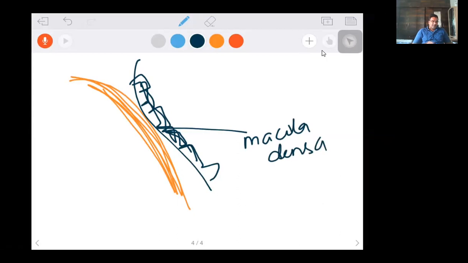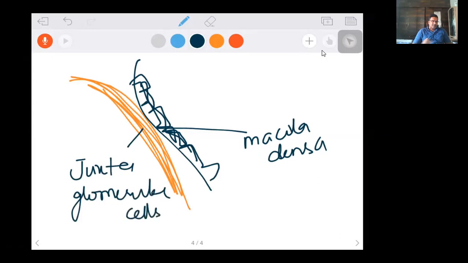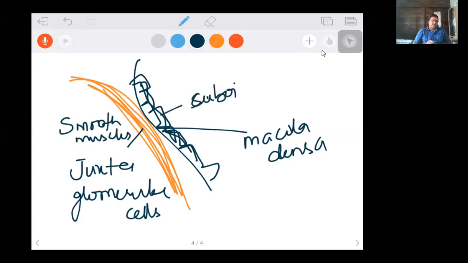Okay. Next, the smooth muscles of the afferent arteriole are called juxtaglomerular cells. So let me write here. This is the smooth muscles of the afferent arteriole. This is the cuboidal epithelial cells of the DCT. Cuboidal epithelial cells of the DCT are called the macula densa.